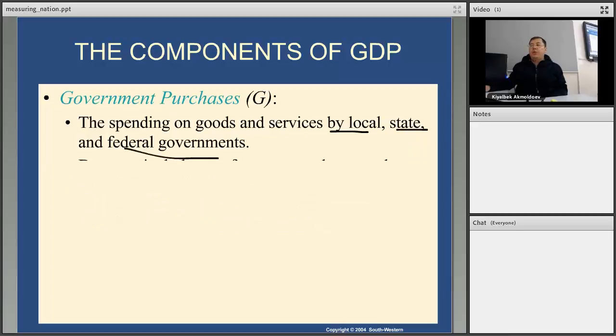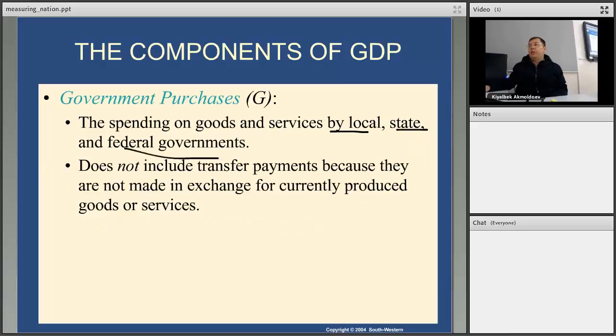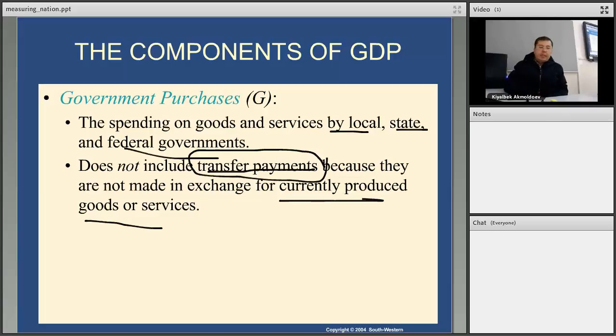The spending on goods and services by whom? By local, state, or federal governments. It does not include transfer payments because they are not made in exchange for currently produced goods. What does transfer payment mean? This is also very important, ladies and gentlemen. Transfer payment is the payment that government spends for social security spendings.